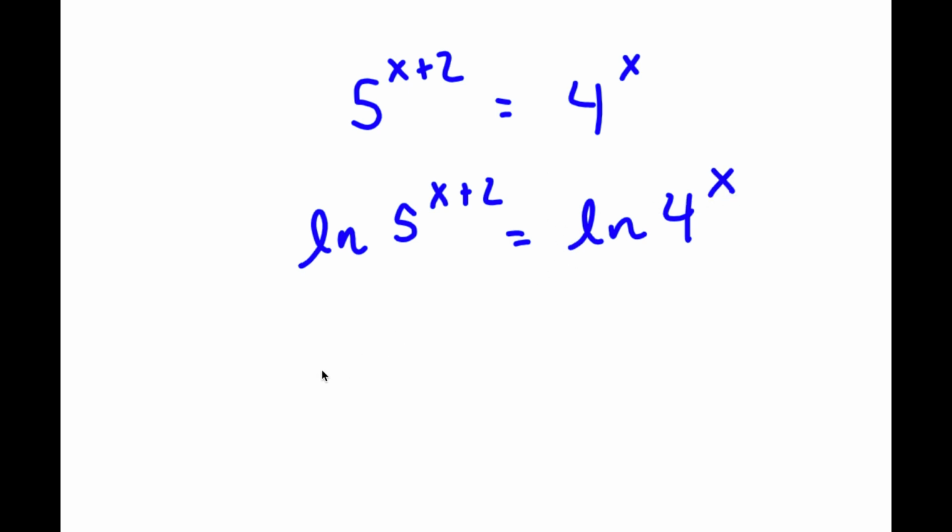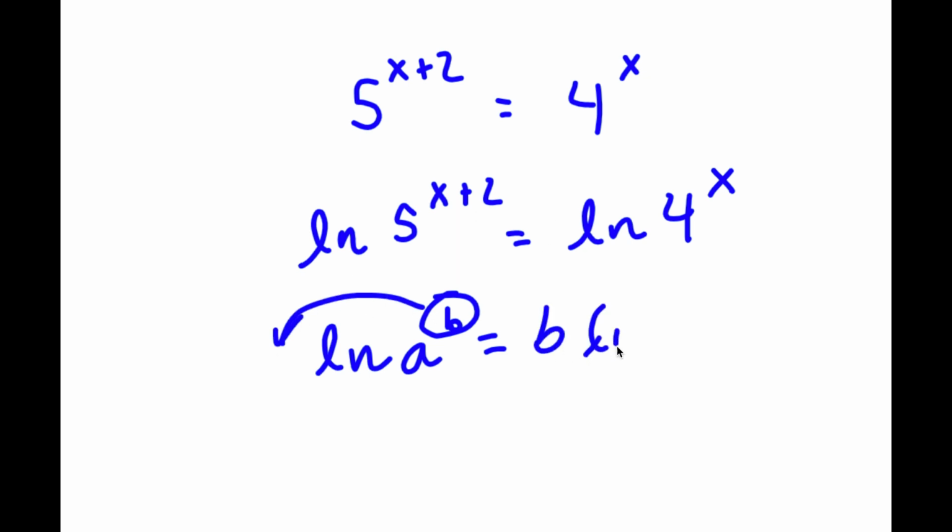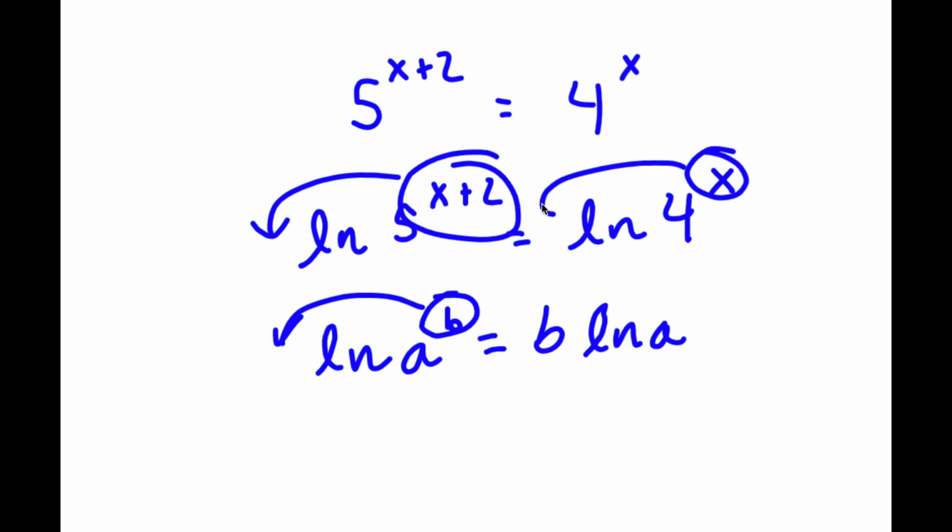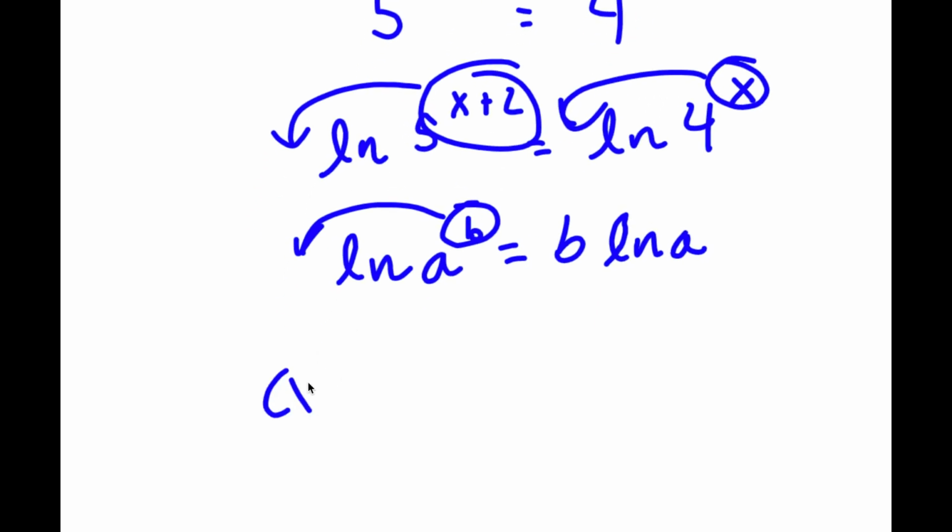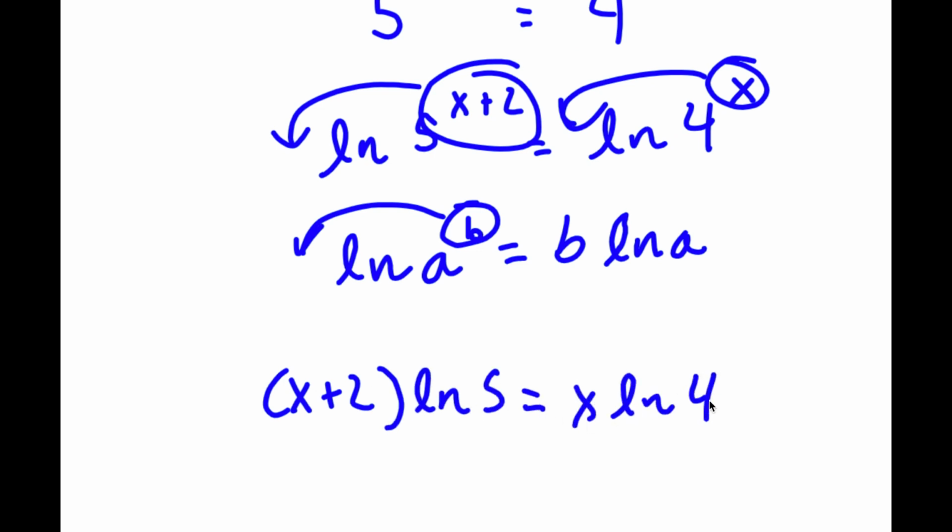Now, if I have something in the form ln a to the power of b, I can actually move this exponent of b to the front. So this is going to equal b times ln a. So for ln 5 to the power of x plus 2, I can move x plus 2 to the front, and for ln 4 to the power of x, I can move x to the front. So now I'm going to have x plus 2 times ln 5 is equal to x times ln 4.